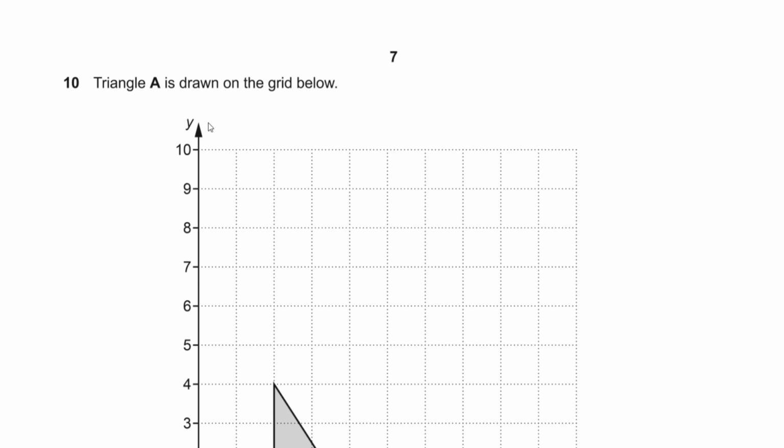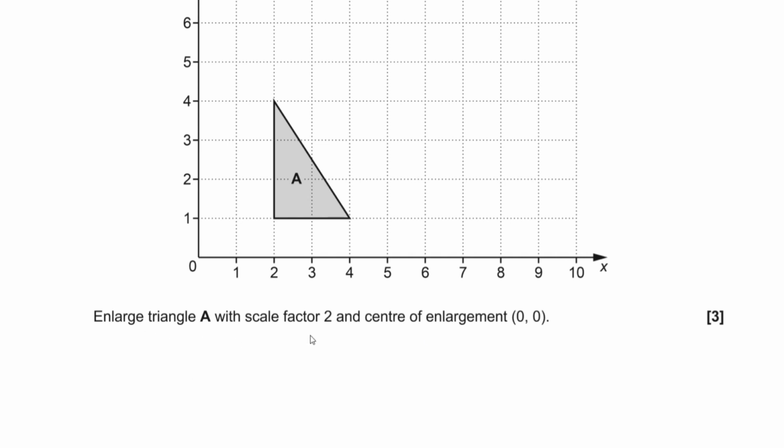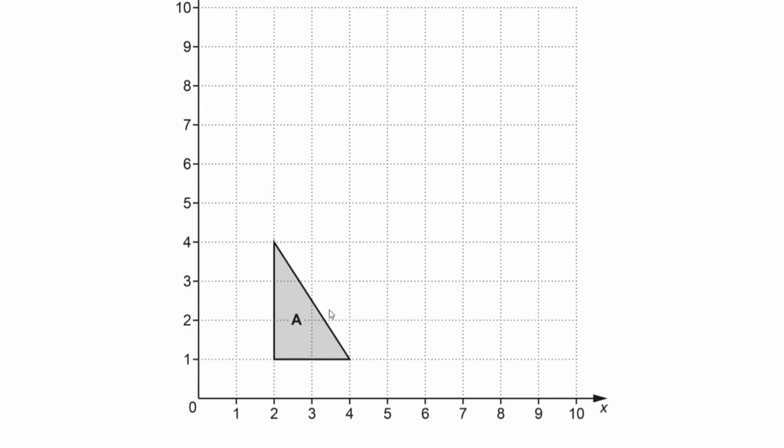Question number 10. Triangle A is drawn on the grid below. Enlarge triangle A with scale factor 2 and centre of enlargement 0, 0. Here is 0, 0. From this point to here we go 2 across and 1 up. So doubling that, we'd have 4 across and 2 up. For this point here we go 2 across, 4 up, so doubling that we got 4 across and 8 up.